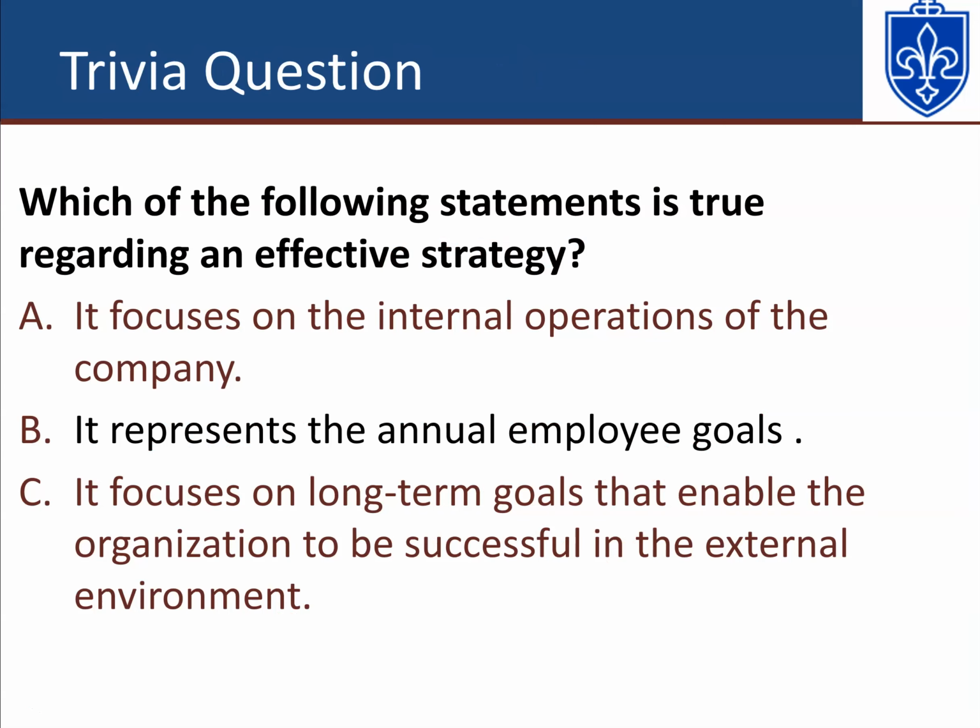Which of the following statements is true regarding an effective strategy? Is it A, it focuses on the internal operations of the company? Is it B, it represents the annual employee goals? Or is it C, it focuses on long-term goals that enable the organization to be successful in the external environment? You probably guessed correctly that it is C.